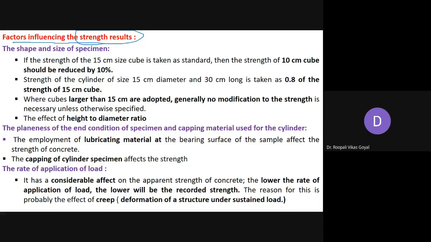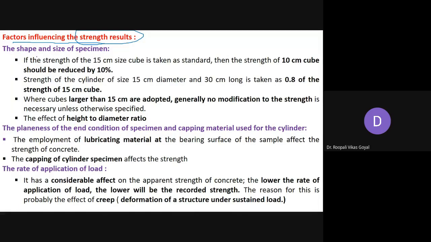So whenever in an exam certain things are asked, like factors affecting strength of concrete or factors affecting strength result of concrete, accordingly you have to reply, because the strength of concrete will remain the same, but it is giving the result. So these are the factors that will influence the strength result.